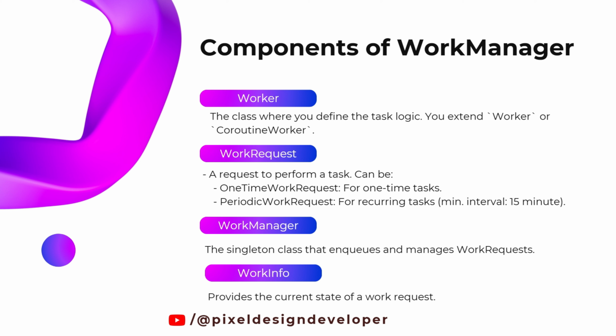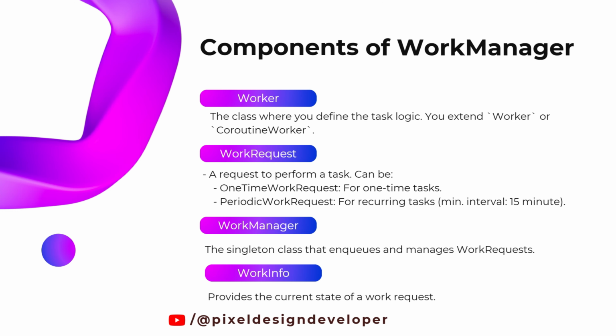Components of WorkManager. 1. Worker. The Worker class is where you define the actual background task logic. 2. WorkRequest. This specifies the task type, either a one-time request or a periodic request for recurring tasks. 3. WorkManager. The singleton class that handles enqueuing and managing all your work requests. 4. WorkInfo. It provides real-time updates on the current state of your work, such as success, failure, or in progress.